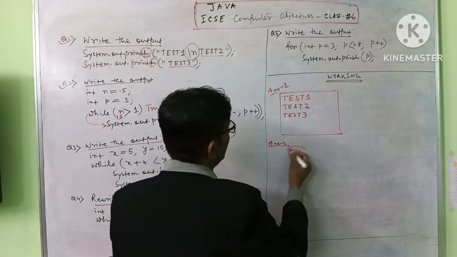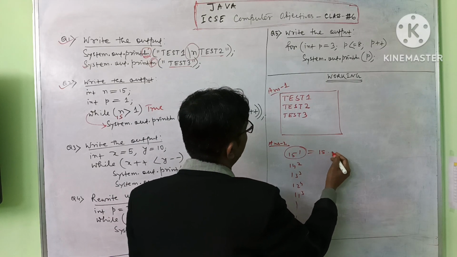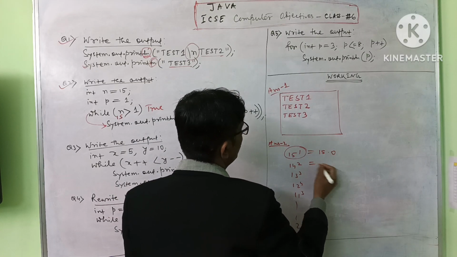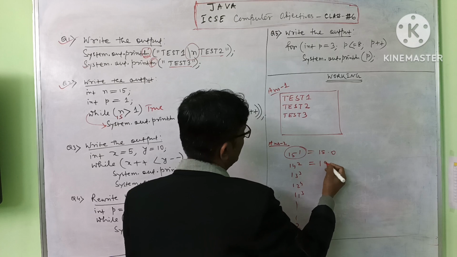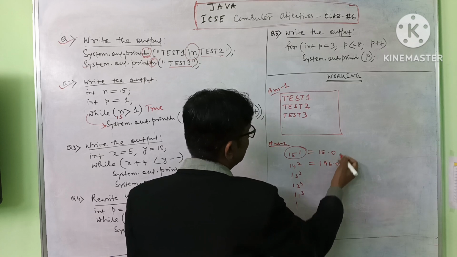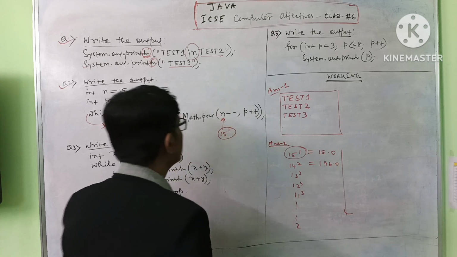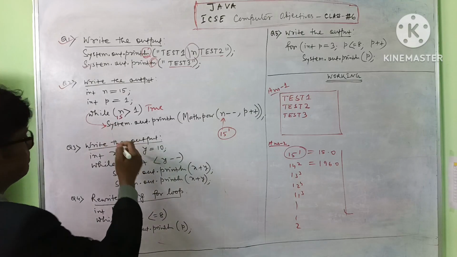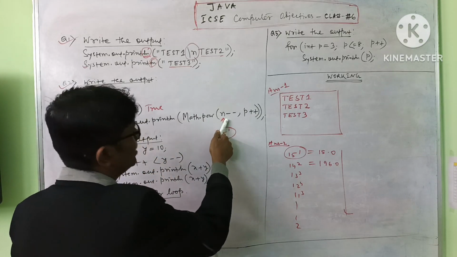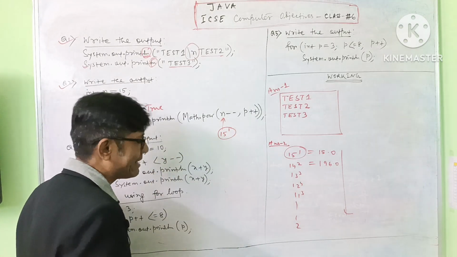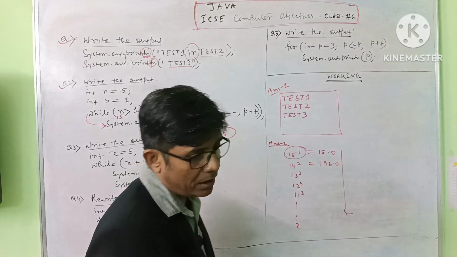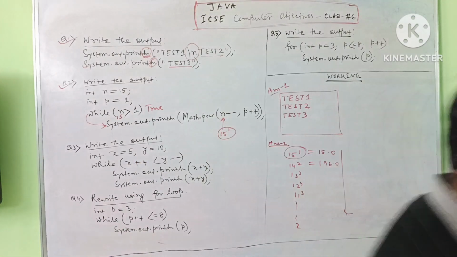So this will give you 15.1, 15.0. This will give you maybe 196, like this. All the values you will get using this function. So this is post decrement and post increment. Let me show you this one on the computer, then it will be clear for you.